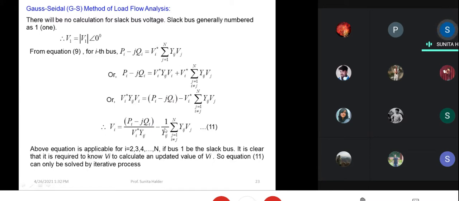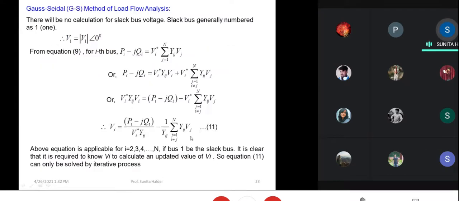And to find the solution of SLFE, always we need some iterative process. So the Gauss-Seidel method of load flow analysis is an iterative process. Other methods that I have told, Newton-Raphson method or fast decoupled method or DC load flow method, all are iterative processes. But the method of iteration is different from one to another.